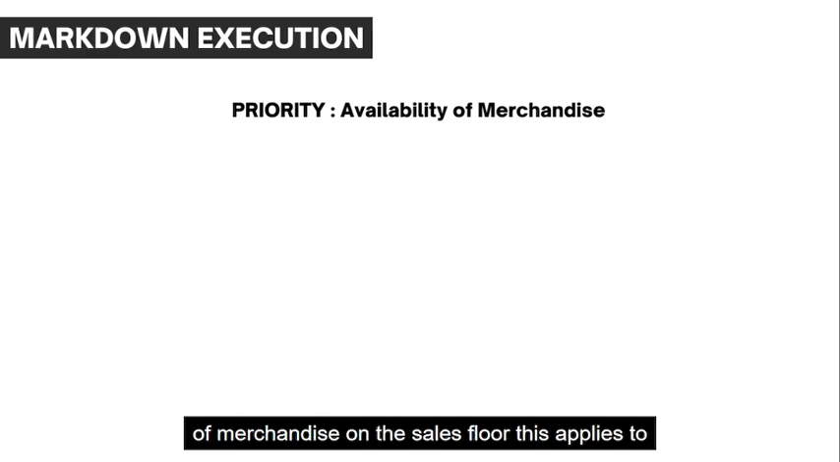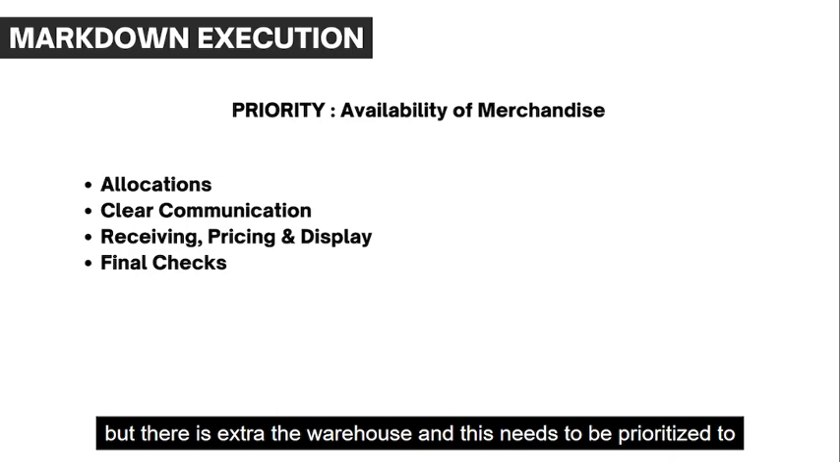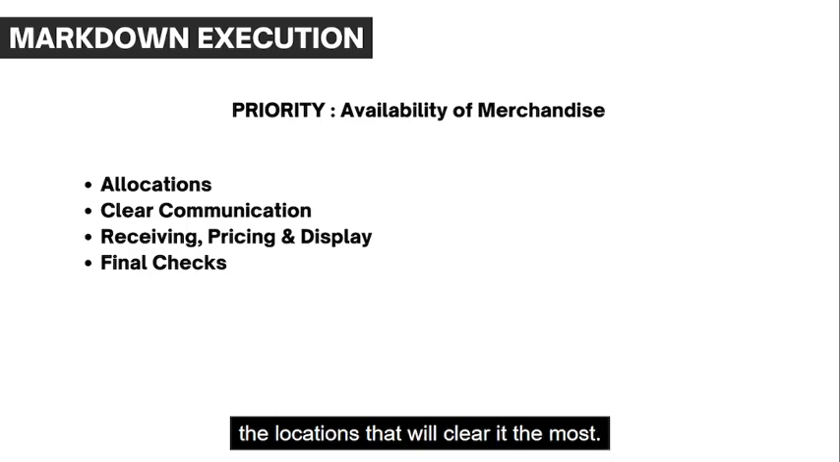The number one priority during a markdown event is the availability of merchandise on the sales floor. This applies to the merchandising team as well as the operations team. So the first thing is to plan which store will receive which allocation of sale merchandise. In many cases, there is already sale merchandise at the stores, but there is extra at the warehouse, and this needs to be prioritized to the locations that will clear it the most.